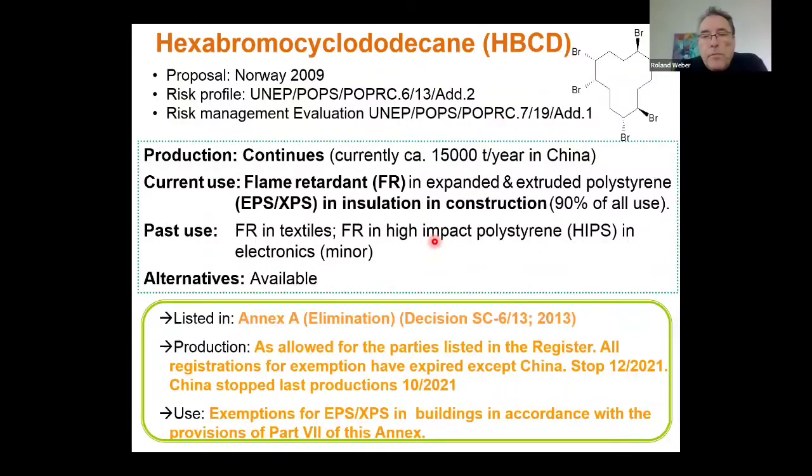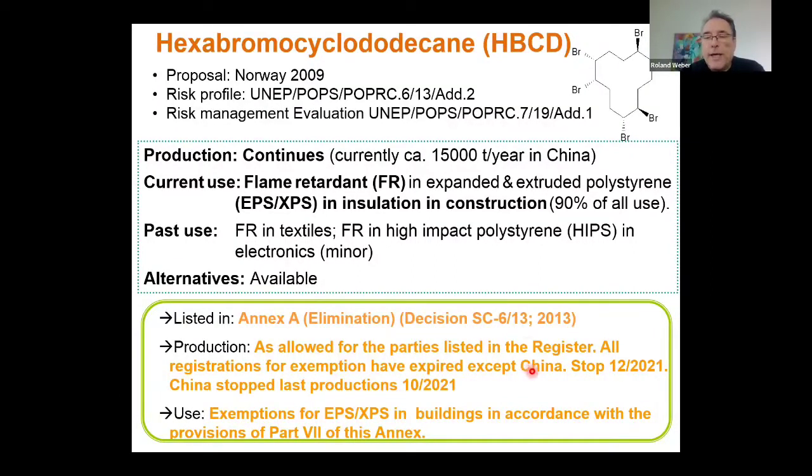Hexabromocyclododecane had also been produced in huge amounts. It was mainly used in expanded and extruded polystyrene. More than 90% of the HBCD was going into this insulation foam. So when it was listed in 2013, it got an exemption for further use in the insulation foam. But this exemption has already expired.